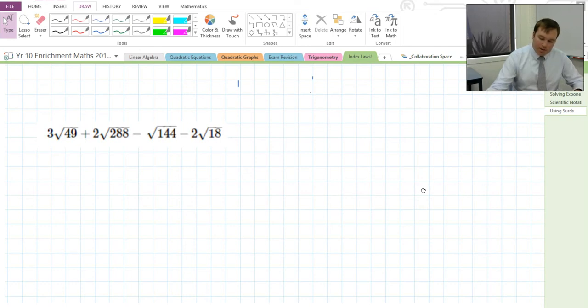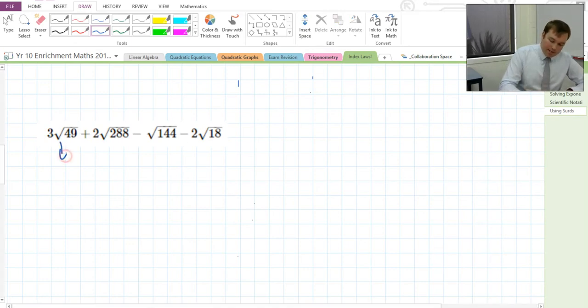Alright, here: 3 root 49 plus 2 root 288 plus minus root 144. Some of these you'll recognize as perfect squares already. For example, root 49 is 7. So this here really reads as 3 times 7.